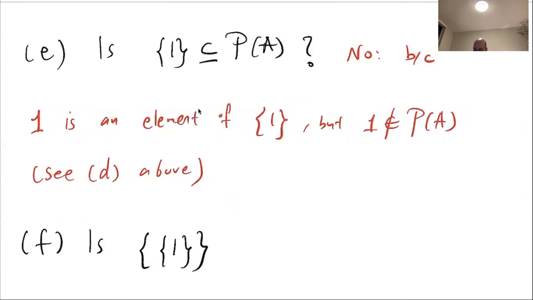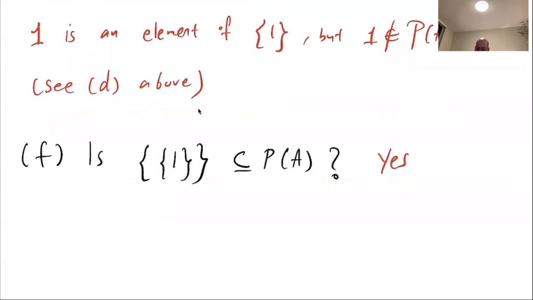So the set containing the set of 1, is it a subset of P of A? Now the answer is yes. Why? Again, we have to think about how do we show that a set is a subset of another set. We have to show that every element inside the first set is also in the right set. Now the left set has only, again, one element. What is the one element?